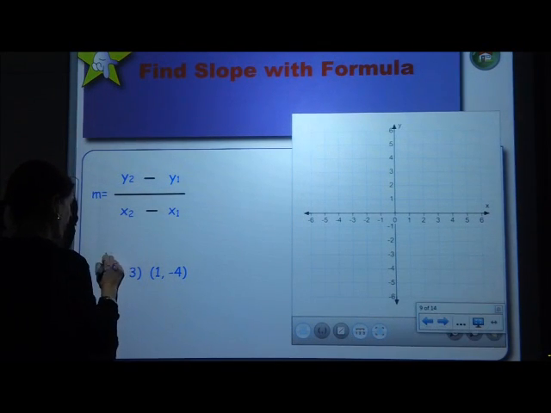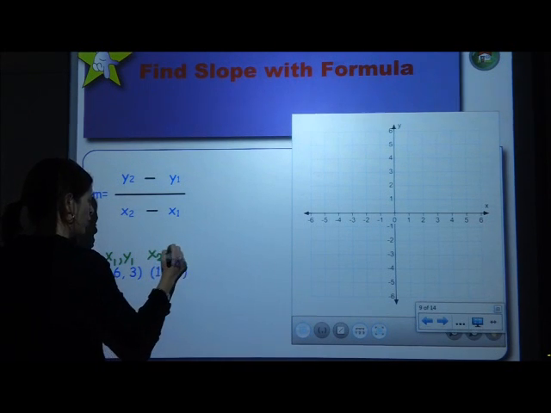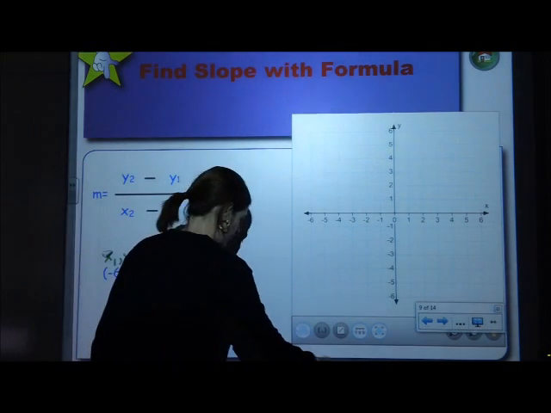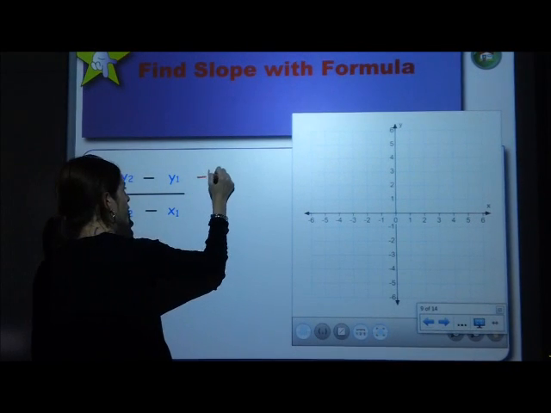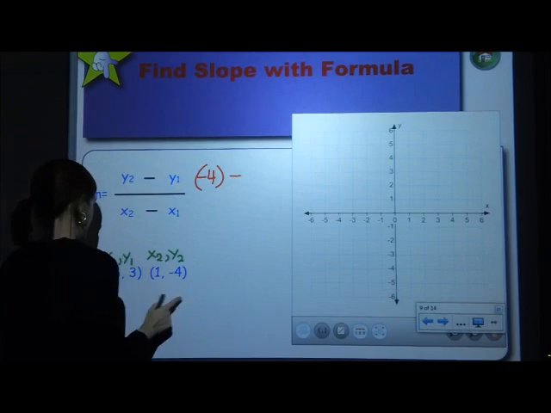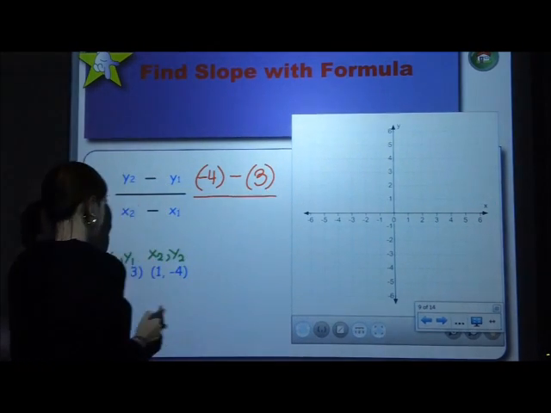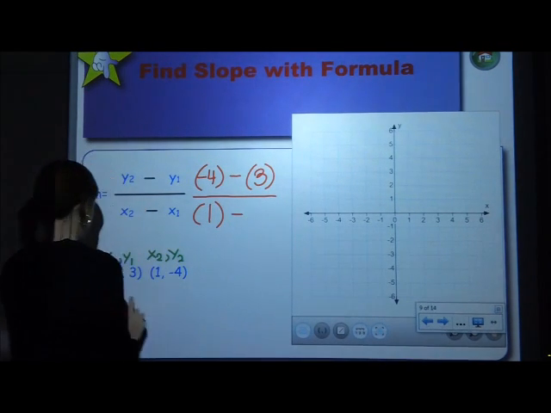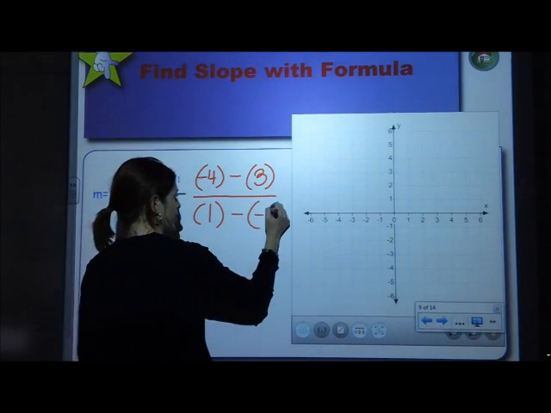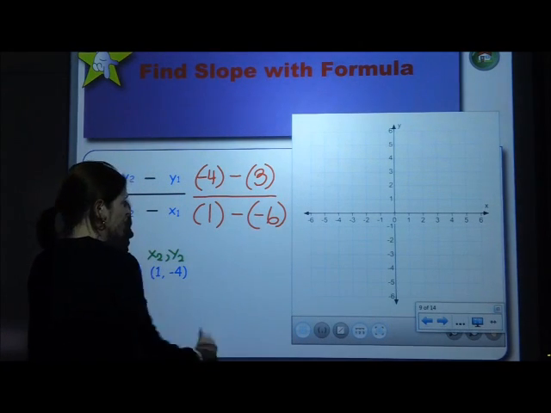Okay, so I'm going to label my points x1, y1, x2, y2. I'm going to go ahead and substitute my values in. So y2, -4 minus 3, all over x2, which is 1 minus -6. And there's a good reason why I'm using these parentheses, because now I've got this negative to deal with.